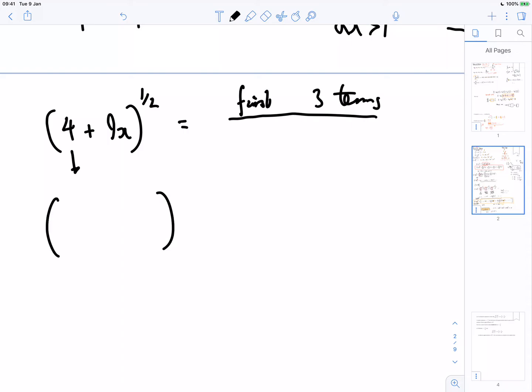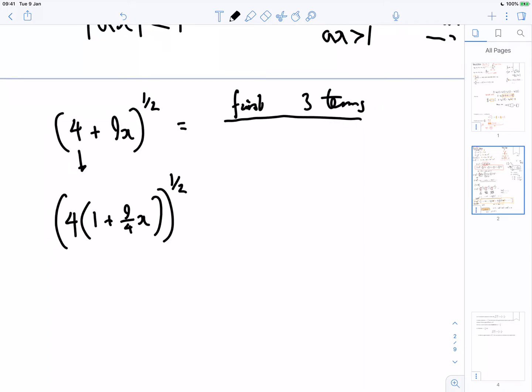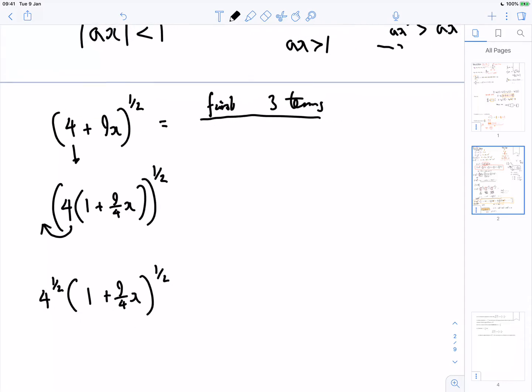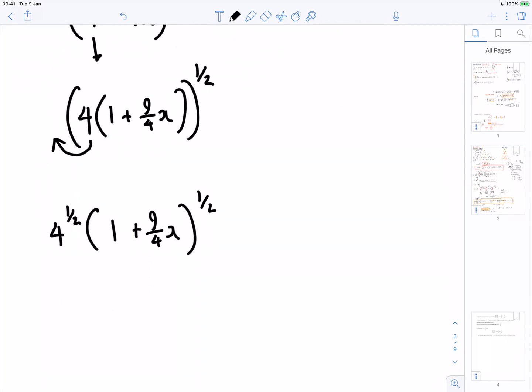Right, now what you have to do is turn this 4 into a 1 somehow. So if you take 4 out as a factor inside this bracket to the half, then I've got 4 lots of (1 + 9/4 x). And now you can take the 4 out of this bracket, but be careful, this power of half is still in effect. So you're going to have 4 to the half times (1 + 9/4 x), all to the power half still. And now you can just evaluate this. So 4 to the half, well, that's just 4 square rooted, which is 2.